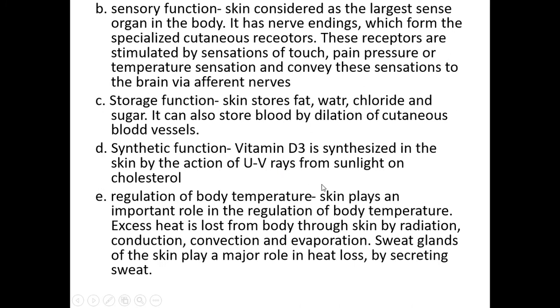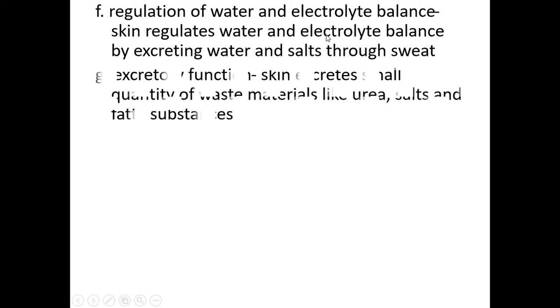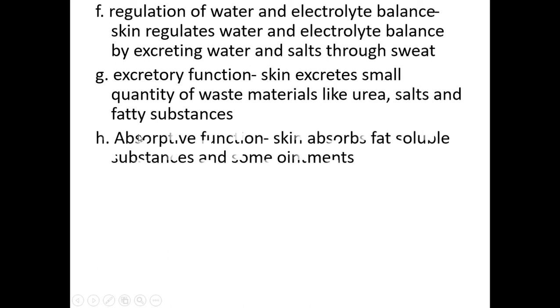Regulation of body temperature. Skin plays an important role in regulation of body temperature. Excess heat is lost from the body through the skin by radiation, conduction, convection and evaporation. Sweat glands of the skin play a major role in heat loss by secreting sweat. Regulation of water and electrolyte balance. Excretory function. Skin excretes small quantities of waste material like urea, salt and fatty substances.